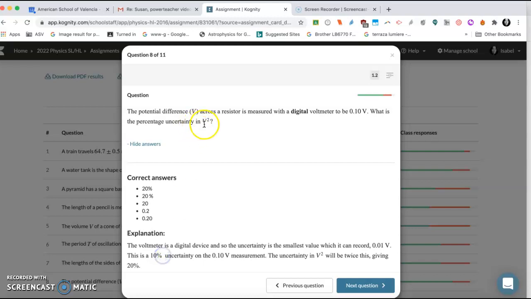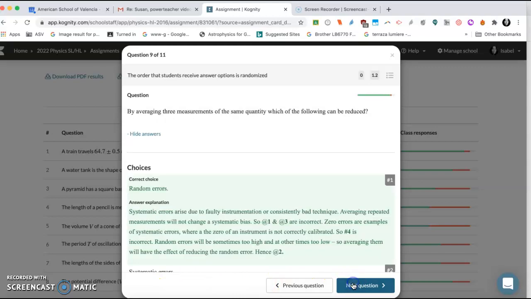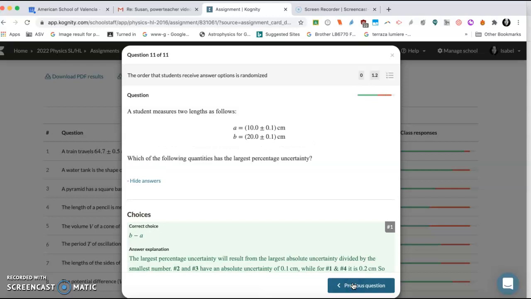Now, what happens when we square it? Whatever we have as our percentage uncertainty in V, we now need to multiply by 2. So it would be 2 times 10, which gives us 20%. And I think that's it. We'll go straight to question 11.